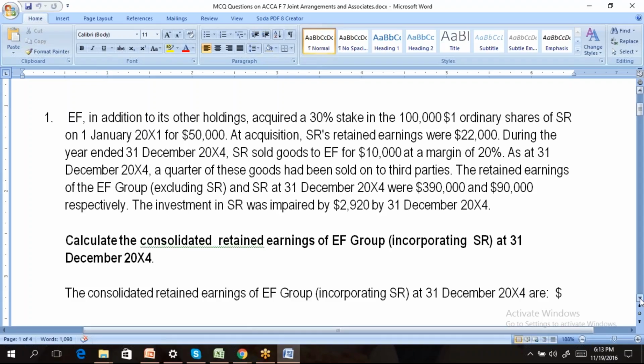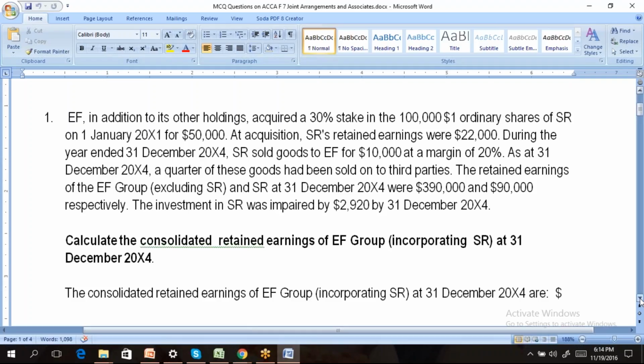So now, when you have a 30%, what is the investment? It's an associate. So we have to apply the equity accounting method, that is IAS 28. Now we have to see when we took this 30%. We took it on 1st January 2001. What is the cost of the investment? 50,000. At acquisition, SR retained earnings were 22,000.